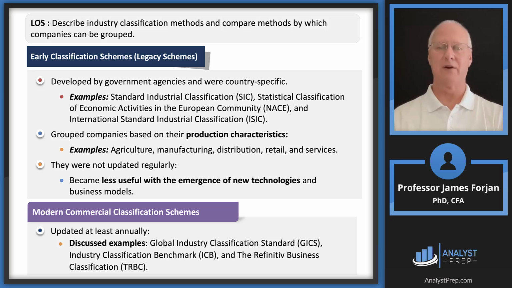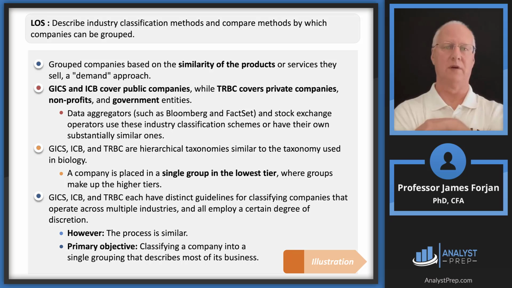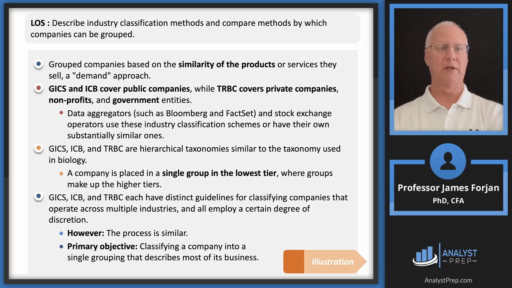So these modern schemes are updated at least annually. We call these the Global Industry Classification Standards. That's pretty much the one that I remember and that my colleagues use. They're grouped by similarity of products. Some of these cover public companies. Some of these cover private companies. Boy, if the Institute asks which of the following covers public companies, or which covers private companies, that's a super, super simple question. I can't imagine that they would ask that.